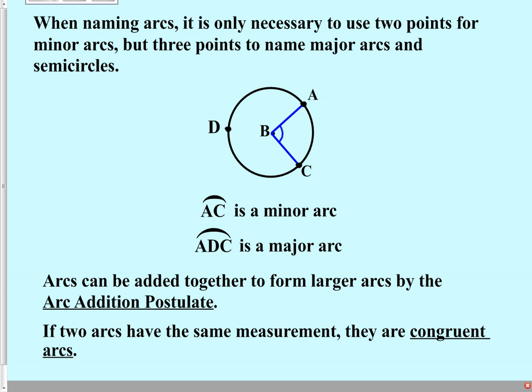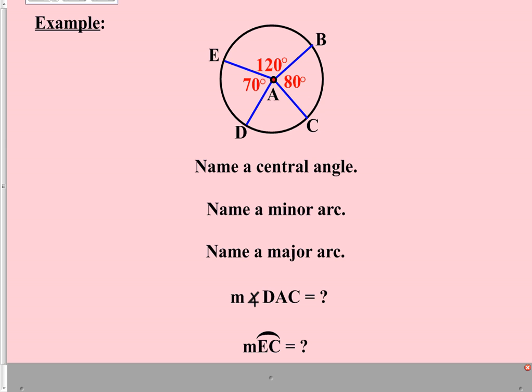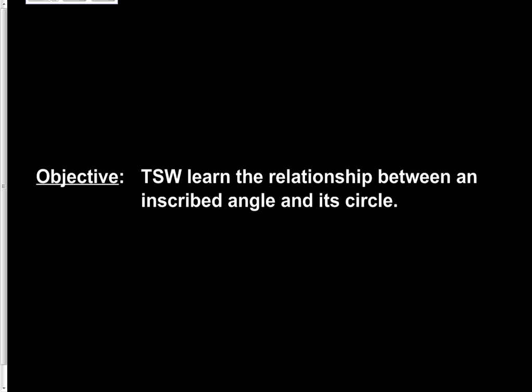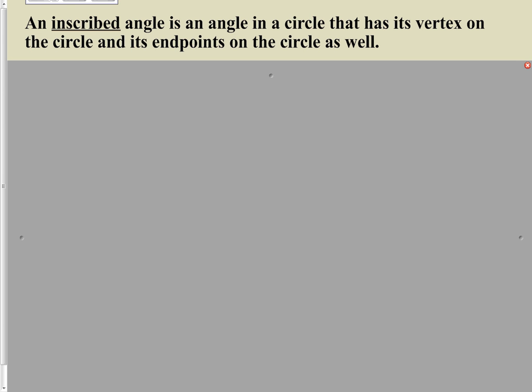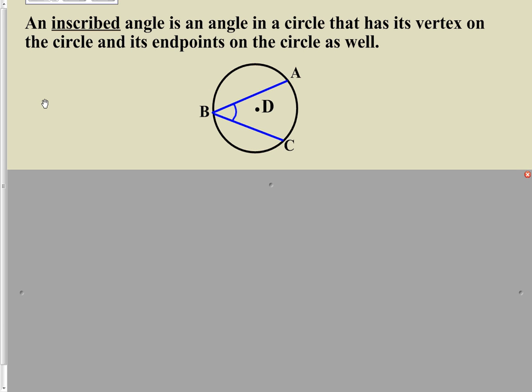Okay. We also said that we can take arcs and add them together or subtract them from each other if we need to in order to make larger arcs or smaller arcs. Also, if we have arcs that measure the same, then we would say that those arcs are congruent. So we looked at some examples on some of this vocabulary, and then we moved on. The next day we took a look at inscribed angles. The difference in inscribed angles is the positioning of the vertex.